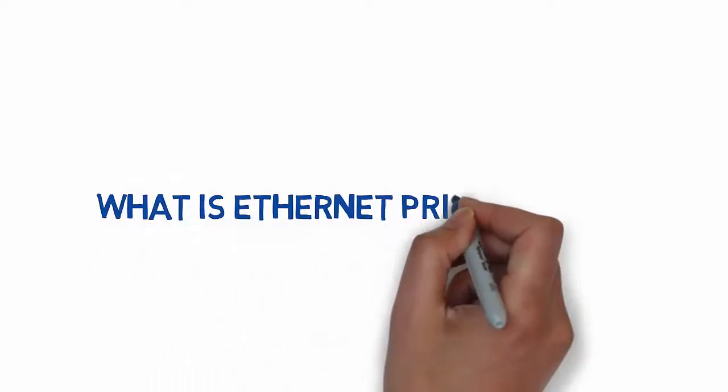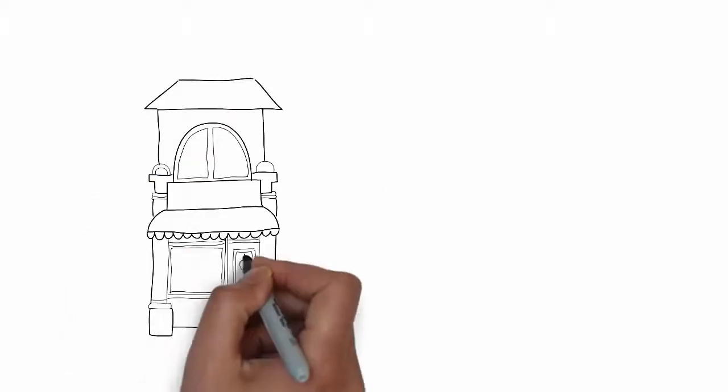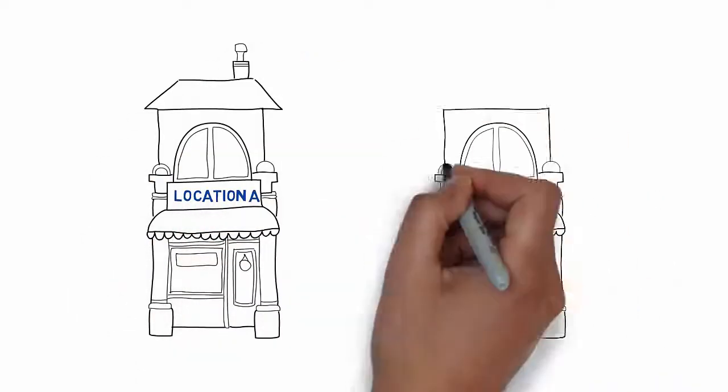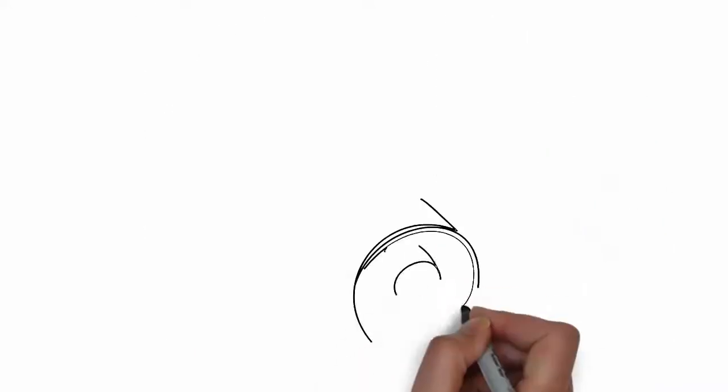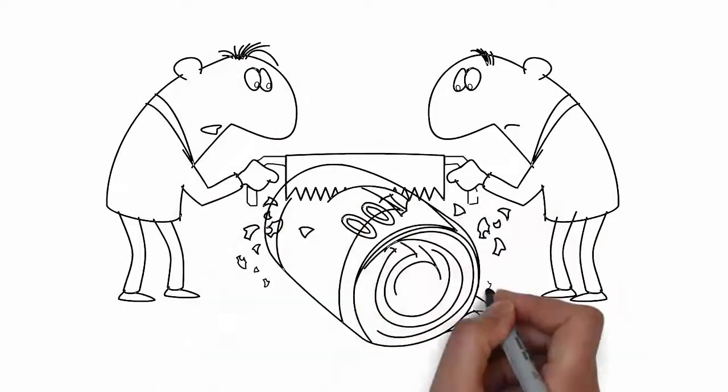What is Ethernet Private LAN and is it right for your business? Designed for businesses with two locations, Ethernet Private LAN is a smart replacement for traditional time division multiplex private line or TDM service. It reliably connects each site's on-premise networking equipment at a much lower cost than TDM.